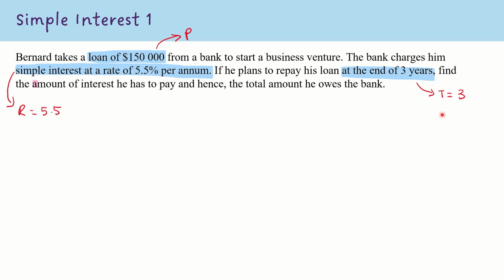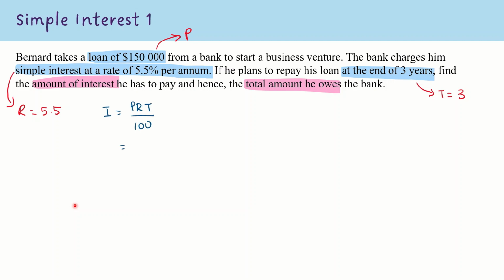So to meet the objective of the question, there are 2 objectives. First is to find out the amount of interest he has to pay, followed by the total amount of money that he owes. So let's find out what is the amount of interest that he has to pay.